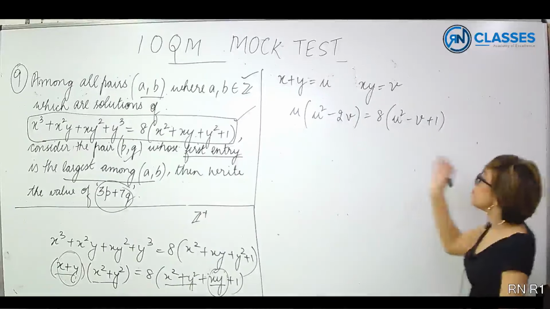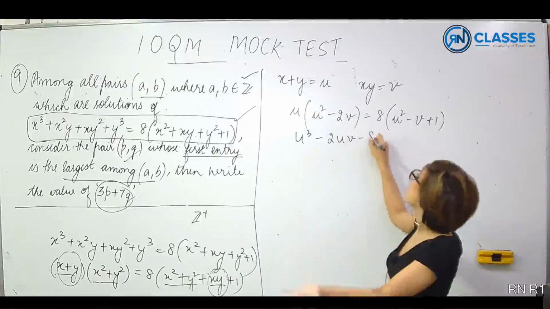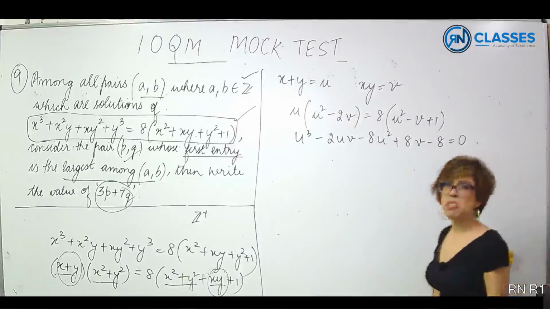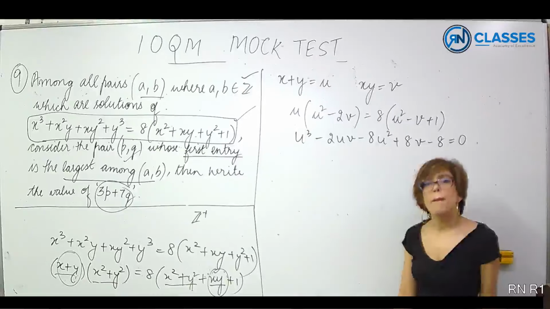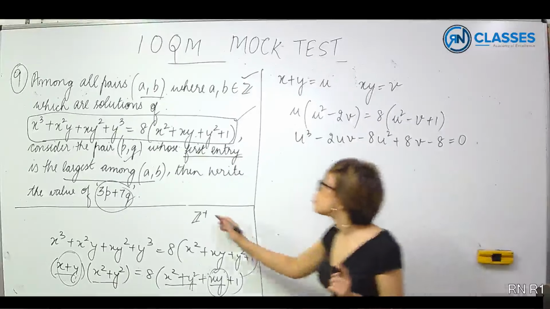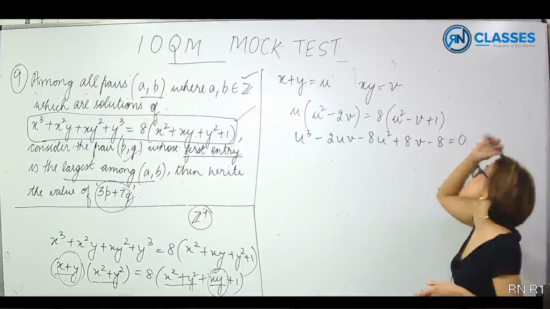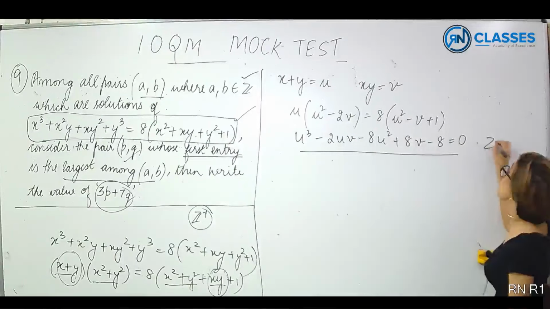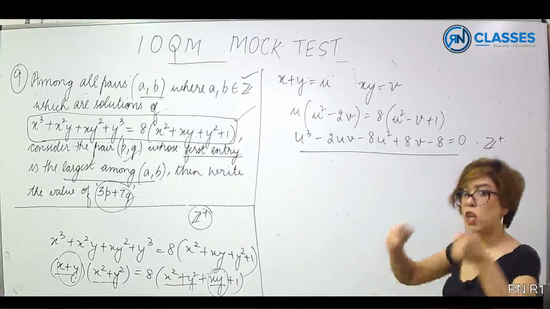Right? So it becomes something like this: u cube minus 2ub minus 8u square plus 8b minus 8 equal to 0. Now you'll say, what is the problem? What is the benefit of this equation now? Mind it, we need to solve this equation over the set of positive integers. Whatever solutions I'm looking for, they have to be integers. That means I'm looking for the values of u and v, which are integers.